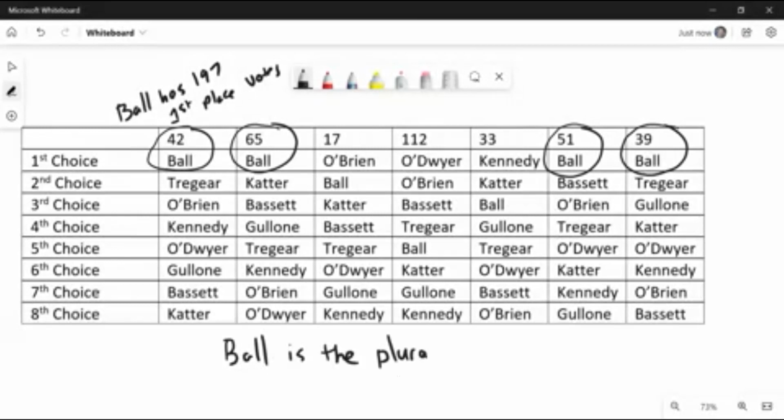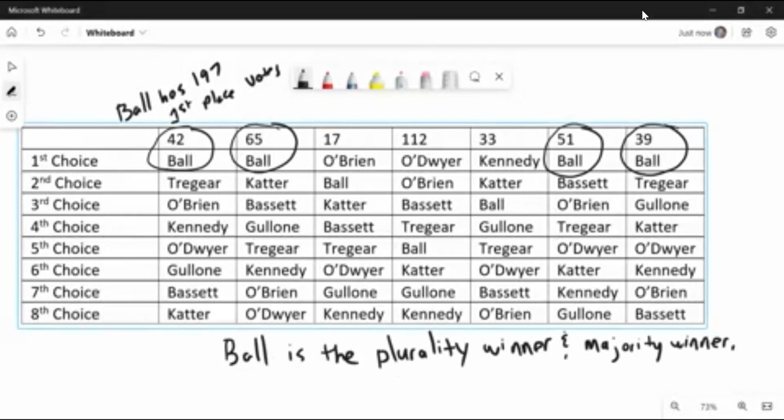Remember, this is a different fictional setup. And since 197 is more than 180, Ball is a majority winner as well. So more than 50%. So this would be a convincing win. There would probably be, everybody would be satisfied by calling Ball the winner of the vote. And that's how plurality and majority work.